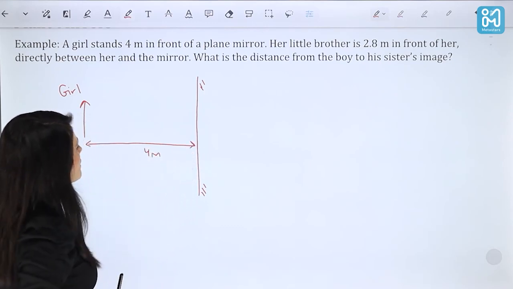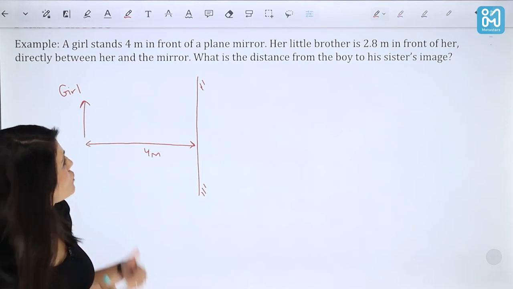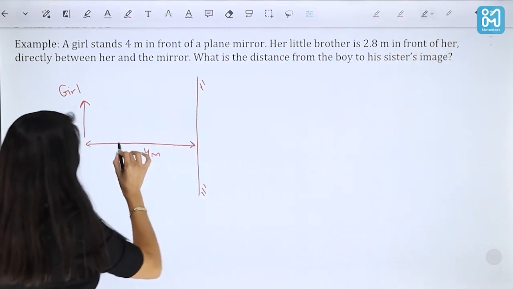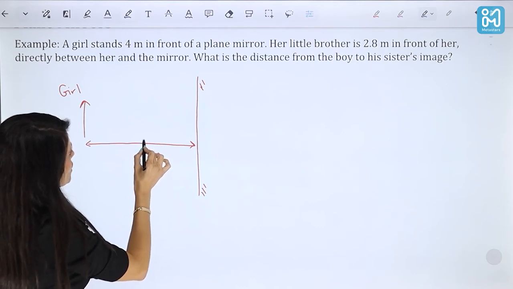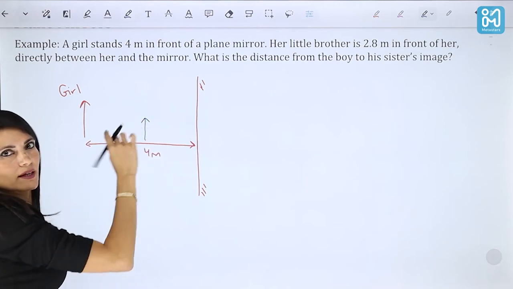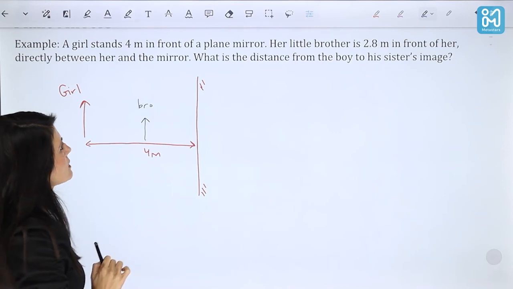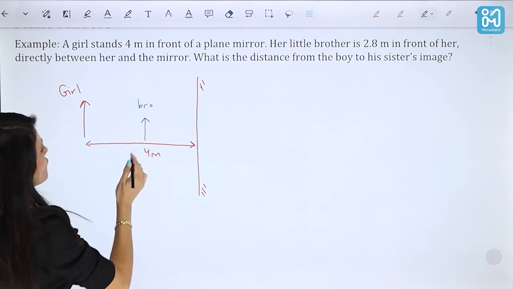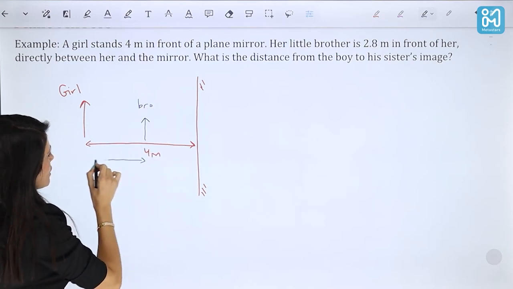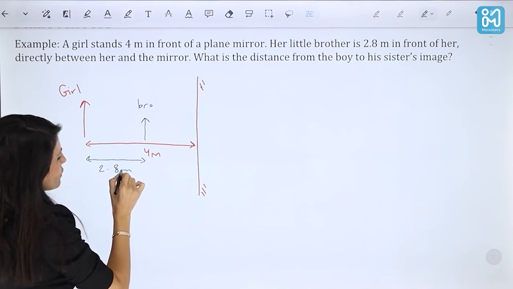Okay? Now, they said her little brother is 2.8 meters in front of her. Let's change the color. This is the boy in here, and he's 2.8 meters in front of her. Here is her little brother, so I drew him with a smaller arrow. This is the brother, and he is 2.8 in front of her, directly between her and the mirror. So he is 2.8 meters away from her, in front of her.